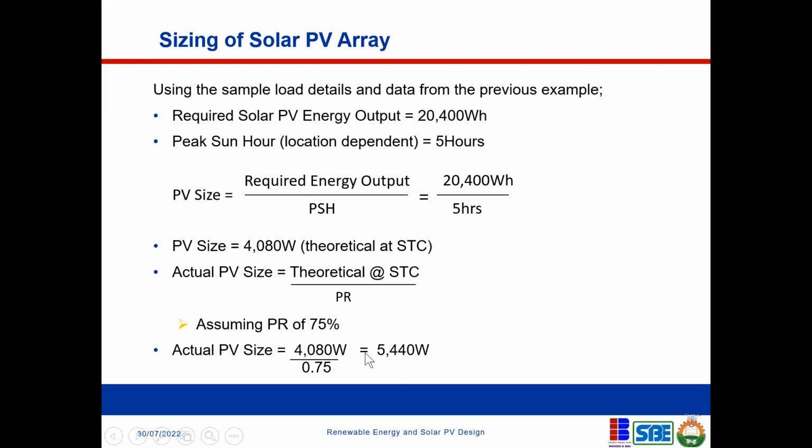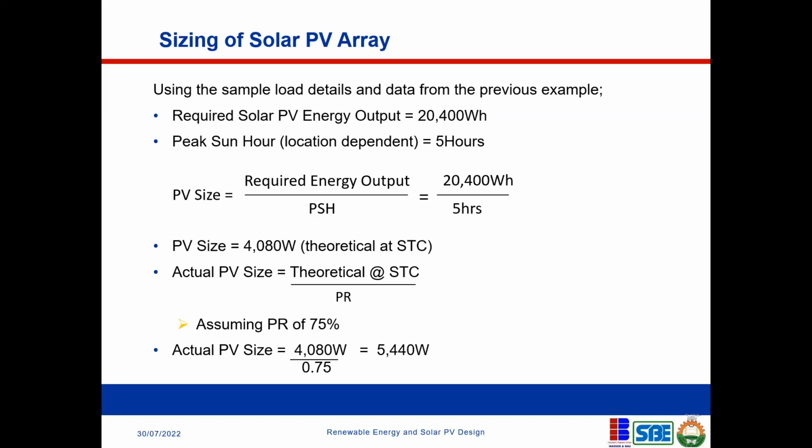This is the size of the PV system that you need to produce the energy that you need. It's assumed that this PV system will function for 5 peak sun hours, so if it functions for 5 peak sun hours, you produce this amount of energy. That is the idea of the design. Are we clear on how we're able to establish the size of the PV system? Yes.